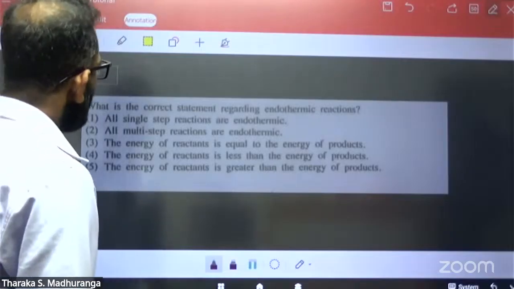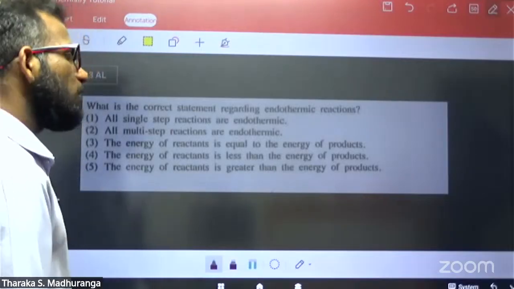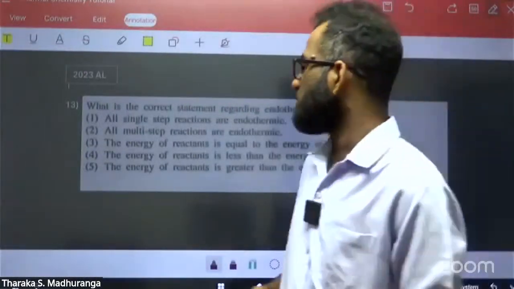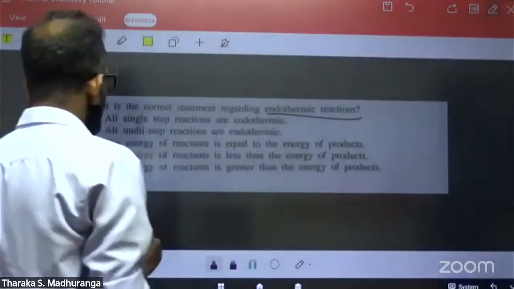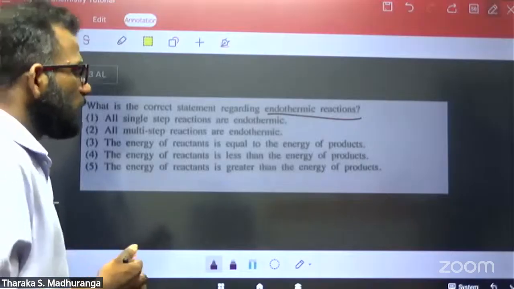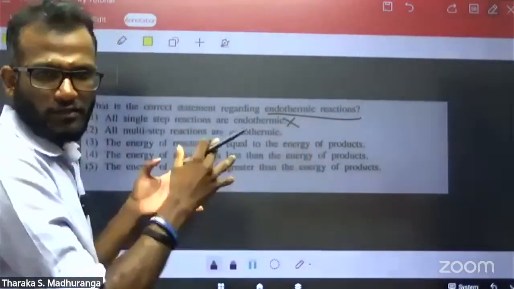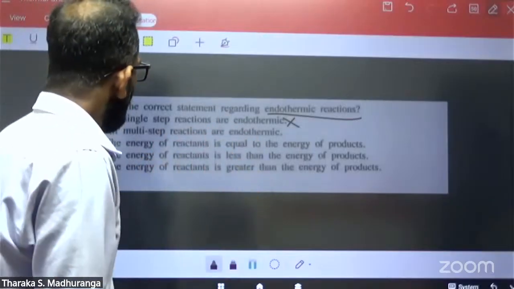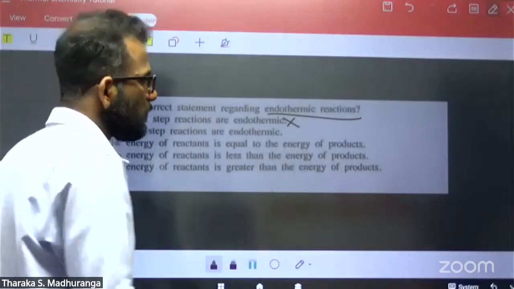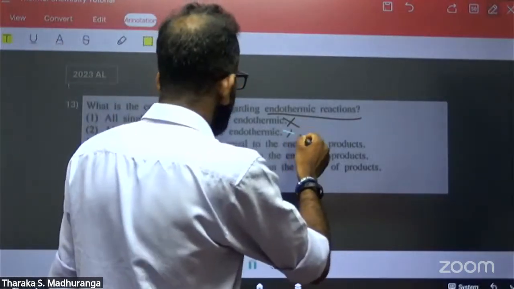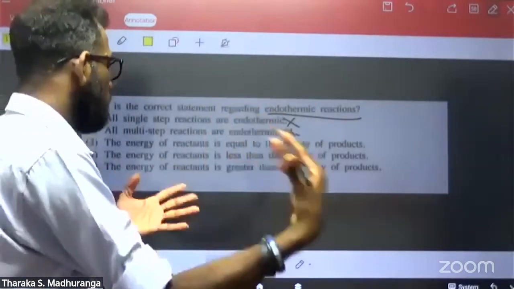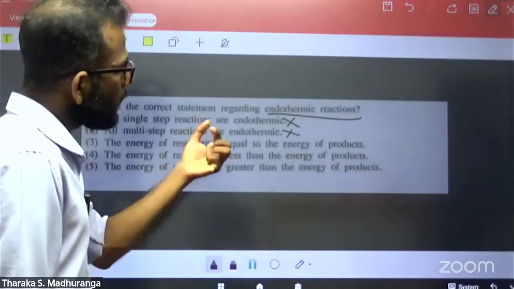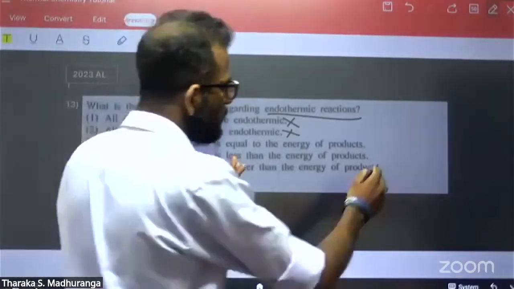2023. What is the correct statement regarding endothermic reactions? See, very simple questions. Endothermic reaction. All single step reactions are endothermic. We can't say like this. Single step reaction means a normal direct reaction. They can be exothermic or endothermic, both. Okay. All multi-step reactions are endothermic. We can't say like this. Multi-step reactions also can be endothermic or exothermic, both. The energy of reactants is equal to the energy of products? No, no. Cannot be equal.